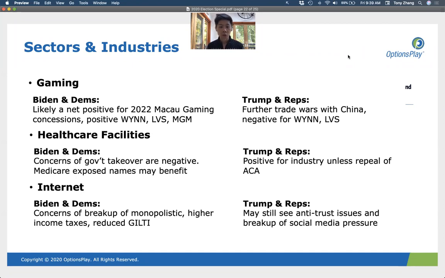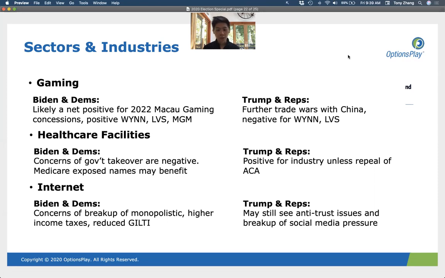This is one where the trade wars is an important element, just to give us an understanding as to what is favored from the gaming perspective. This really comes down to the 2020 Macau gaming concessions that are up in 2022. Under the Biden Democratic side, we see this as a potential net positive. We think that is likely going to continue through 2022, and this will be net positives for any of the names that have large exposures to Macau.